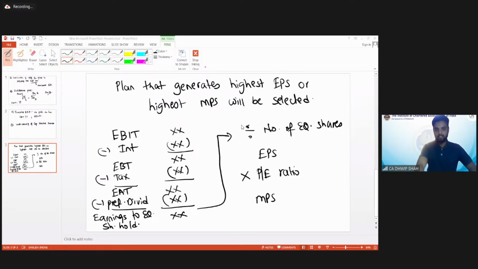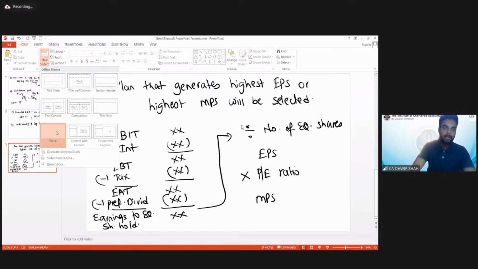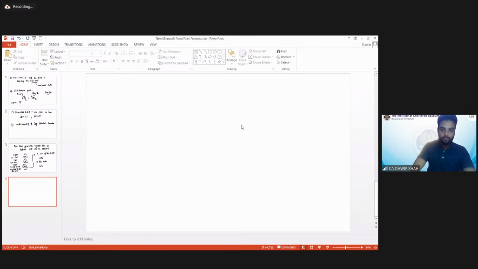ICAI, yes, correct. ICAI. बस इसकी माला आप जपते रहो डेली. So let's take some practical problem from the module and see how our learning objective 1 works.